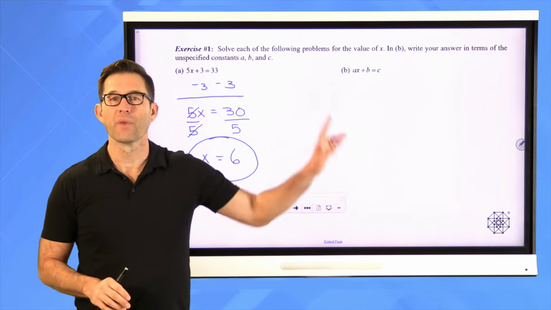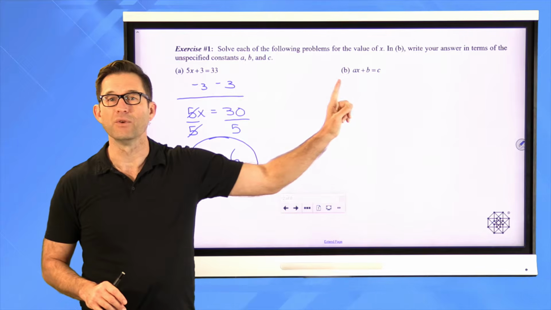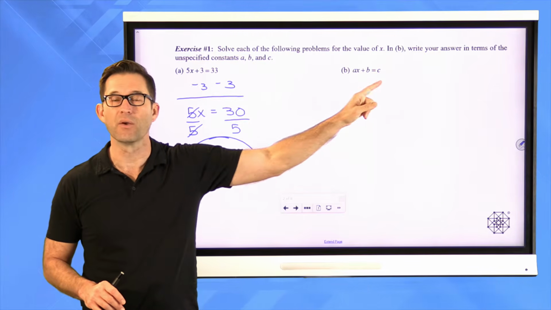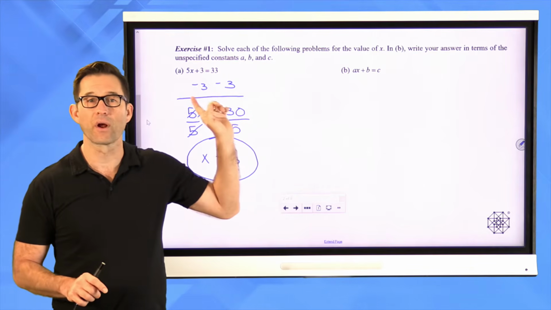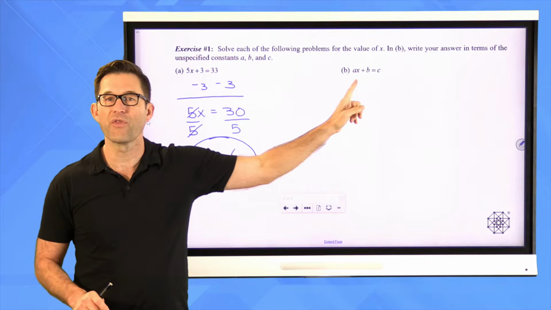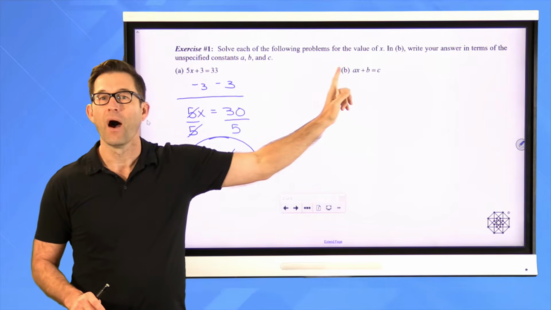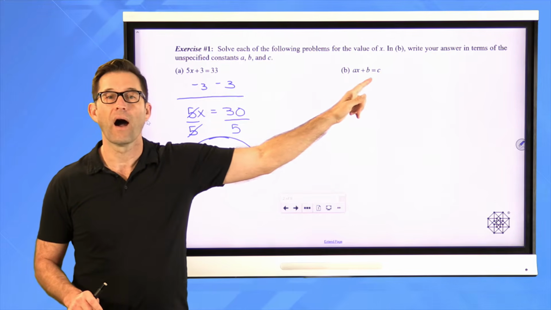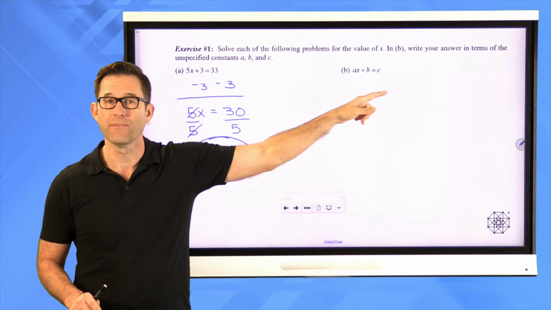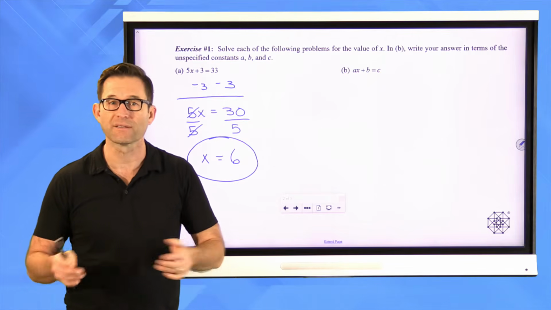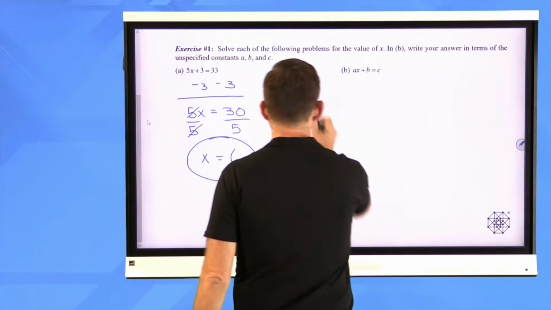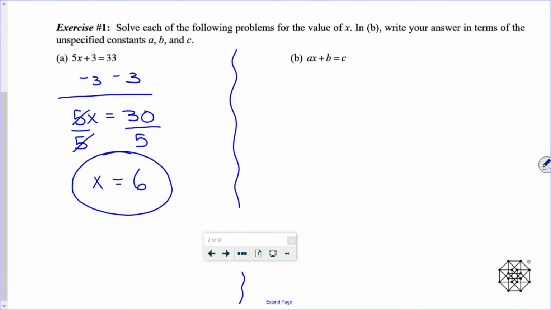Now I would claim that the equation in B, which is a times x plus b equals c, is identical in structure to this one. In other words, if I want to think about what's happened to x here, I've taken x, I've multiplied it by a, I've added b to it, and the result is c. So together, let's actually go through solving this equation for x. We're going to do it in exactly the same way, right? I'm going to undo what's been done to x in the opposite order. So the first thing I'm going to do is subtract b from both sides.